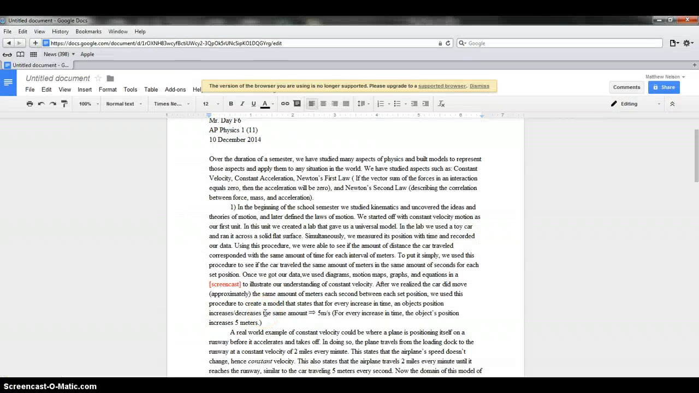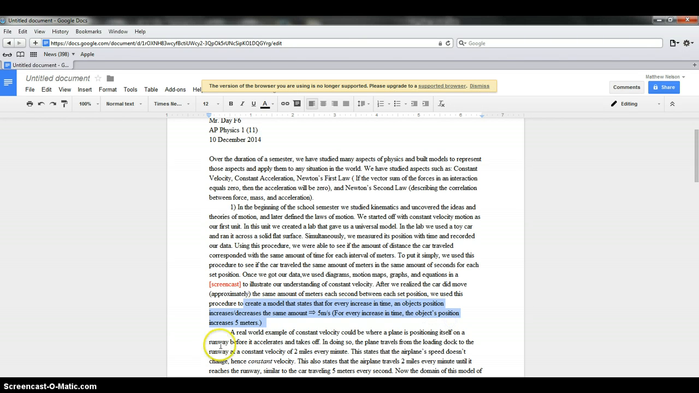And so, to continue on, there's some other things I want to address, like the model for constant velocity. Here I stated the model as being for every increase in time, an object's position increases or decreases the same amount. So if your velocity is 5 meters per second, for every second your object's position increases 5 meters. So that's how velocity works.